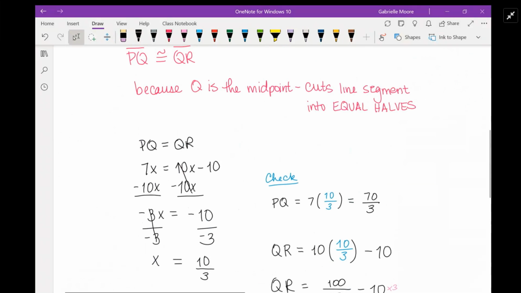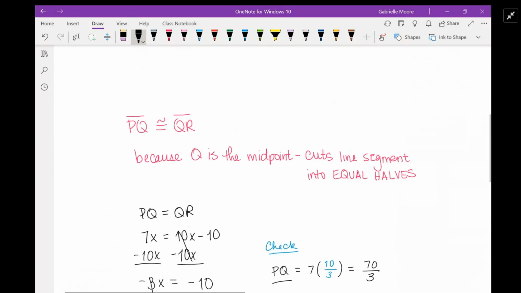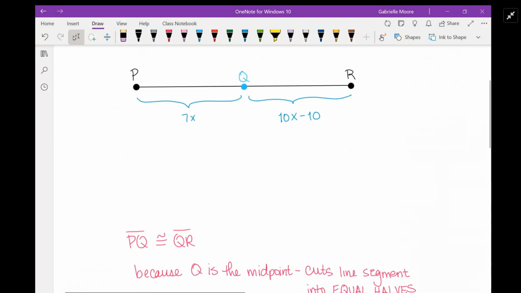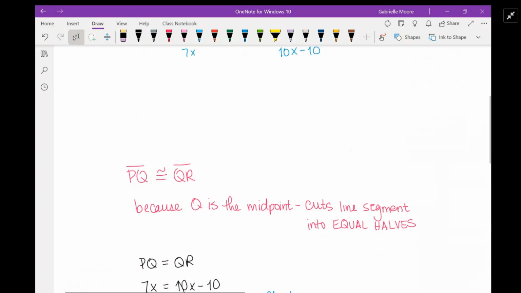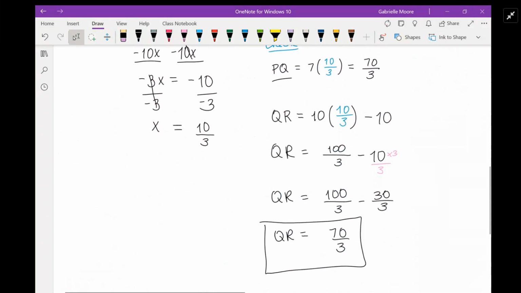But so is PQ. Because again, going back to the opener for how we set up this problem, both pieces should be exactly equal to each other because Q is the midpoint. So that's how we're able to ultimately set up the problem, solve it, and get our answer.